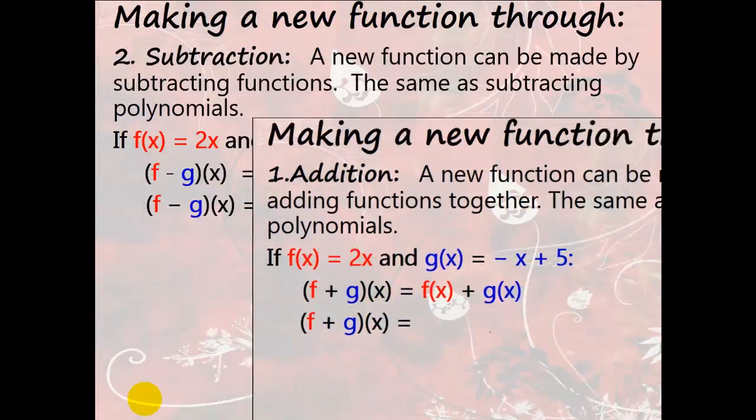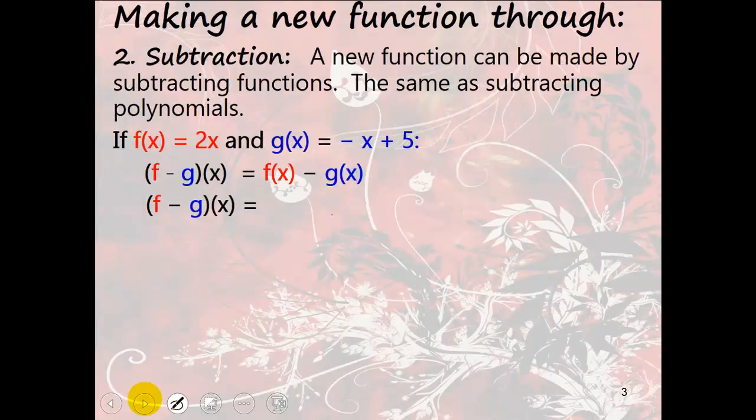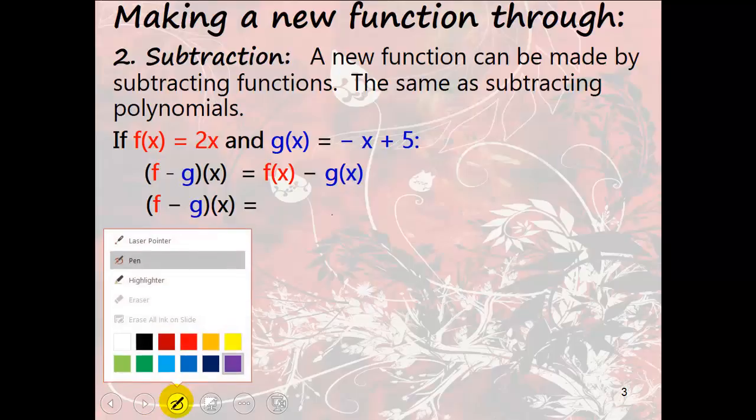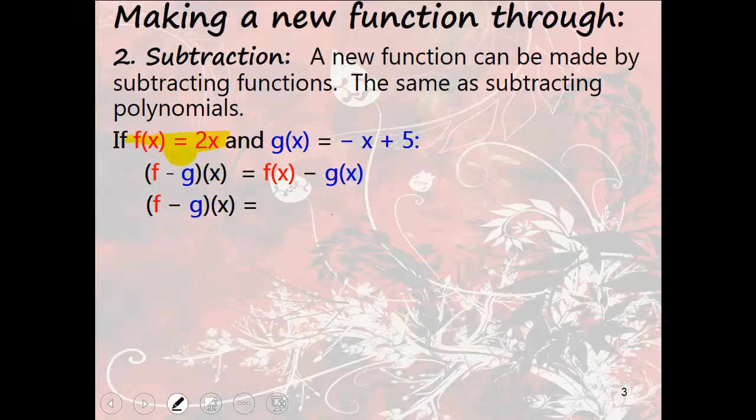If I want to make a new function through subtraction, I can do that by just subtracting the two functions. It's the same as subtracting polynomials. So if my function f of x is 2x and my g of x is negative x plus 5, then I can form the subtraction function called f minus g of x, and that's just going to equal f of x minus g of x. When you're subtracting, you want to make sure that you subtract off every term.